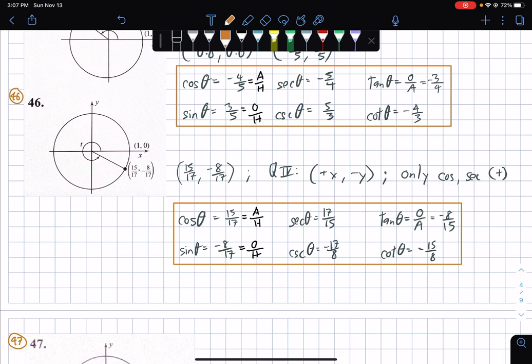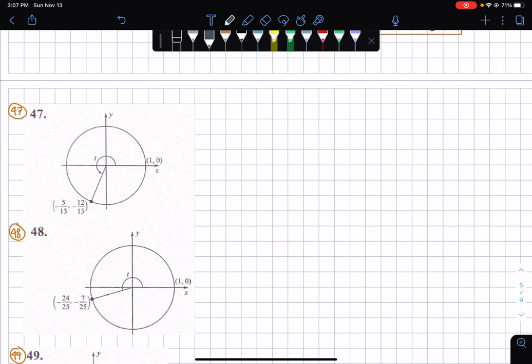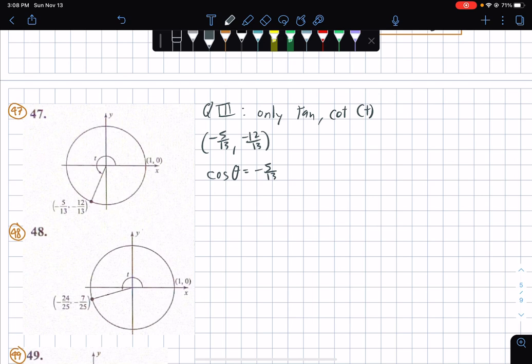Okay, for number 47, we know that it's in quadrant 3. The point is in quadrant 3, so SATC, only tangent and cotangent are the positive values. Everything else is negative. So with the point negative 5 over 13 and negative 12 over 13, you could say that cosine theta is equal to negative 5 over 13 and sine theta is negative 12 over 13.